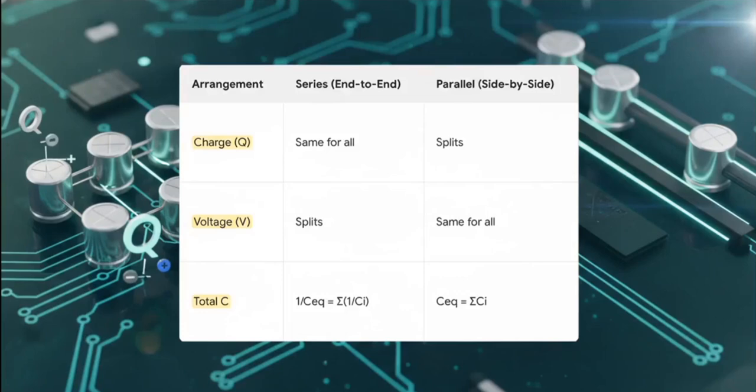When you line capacitors up in series, one after another, they all hold the same amount of charge, but the voltage splits up between them. Now, when you connect them in parallel, side by side, it's the total opposite. The voltage is the same for all of them, and you just add up their capacitances. It's that simple. And if you've worked with resistors, you'll notice this is completely backwards from how they work, which can definitely trip you up.